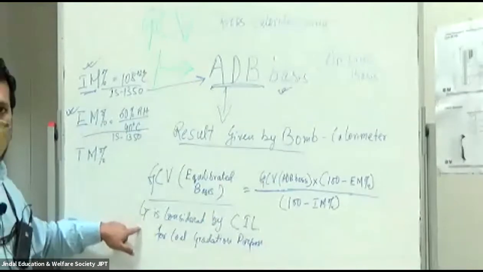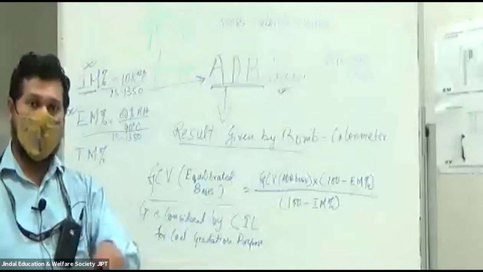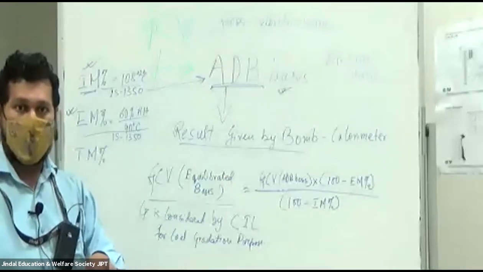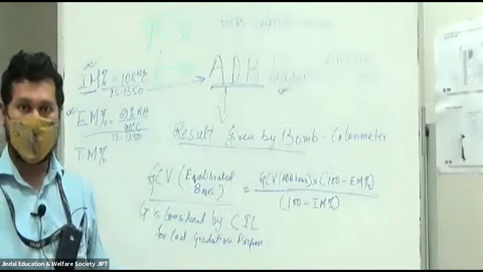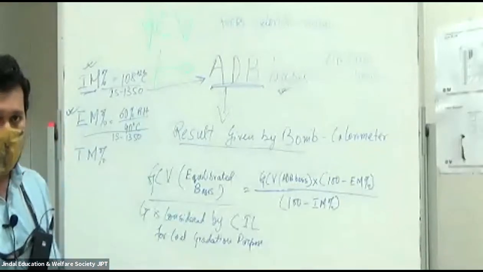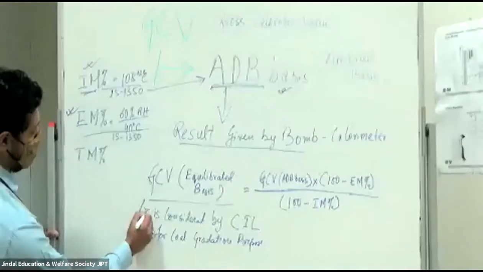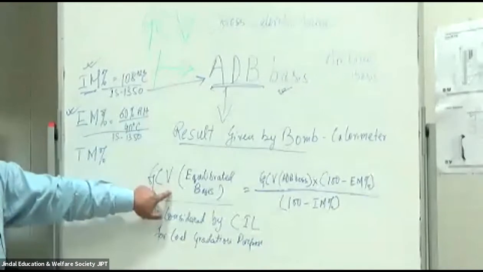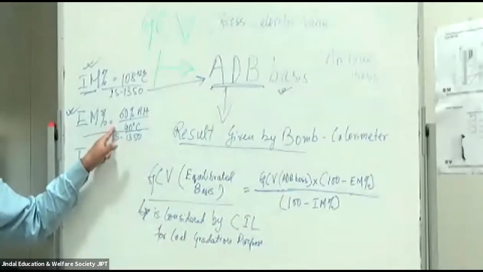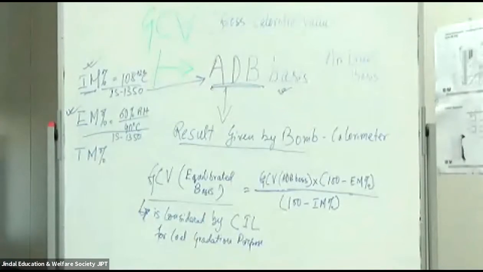Later on, I will share the coal gradation and its pricing in Indian currency, which is usually provided by Coal India Limited. After the end of this class, I will share it with you. Okay. So in Indian domestic coal, equilibrated GCV and EM percentage are considered for all commercial purposes. Okay.